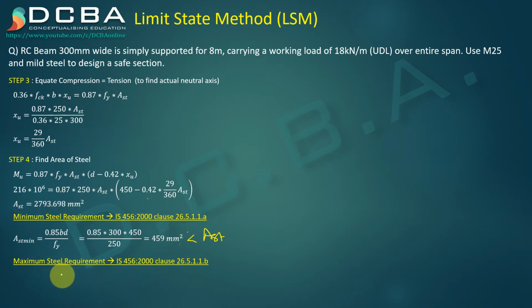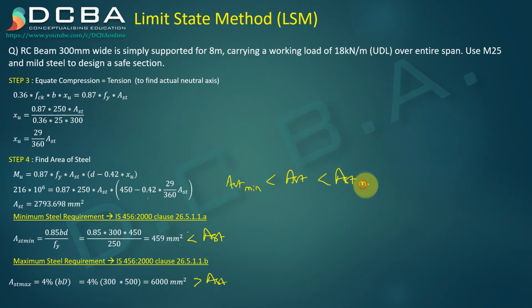And maximum steel which we can provide in our beam is 4% of B into capital D, which is your total depth. So 4% of 300 into 500 will give you 6000 mm square, and obviously our AST is less than this value. So your AST should lie between AST minimum and AST maximum. This is generally what we should aim for.